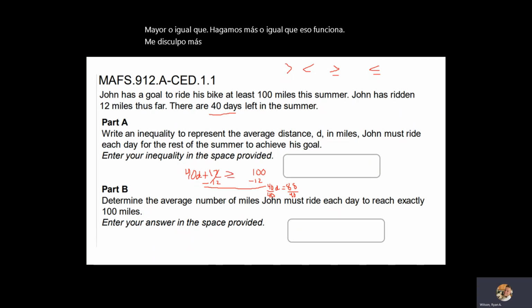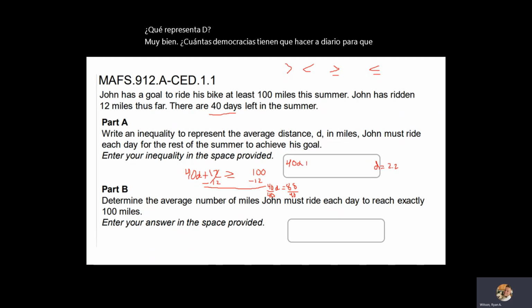Okay, so we subtracted 12. We divided by 40, and you got 2.2. So what does that mean? If D is equal to 2.2, what does D represent? Very good. How many miles he has to do daily? So the inequality that we would write would be 40 times D plus 12 has to be greater than or equal to 100. And sorry, we just found out the second part. D is equal to 2.2 because we already solved.